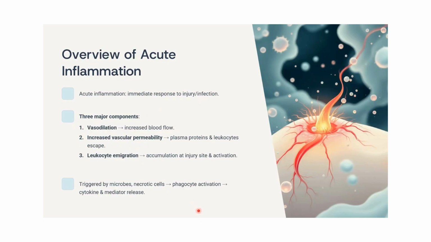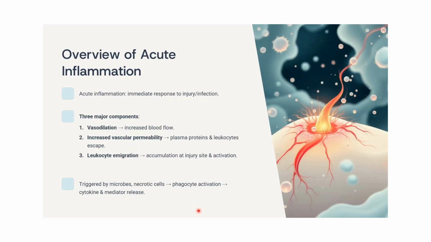They let plasma proteins and, crucially, immune cells, the leukocytes, escape the bloodstream into the tissue. And third, leukocyte emigration. That's the movement of these immune cells. They travel to the site, pile up, and then get activated to do their job. And what actually flips the switch? What starts this whole cascade?